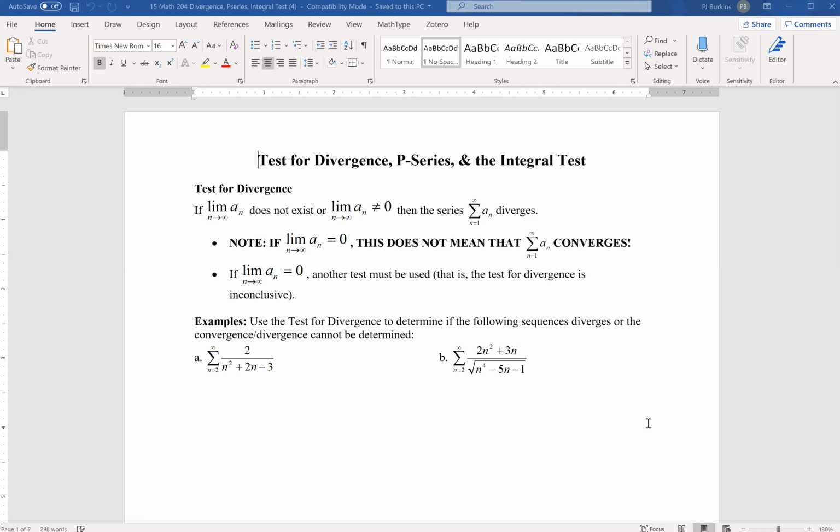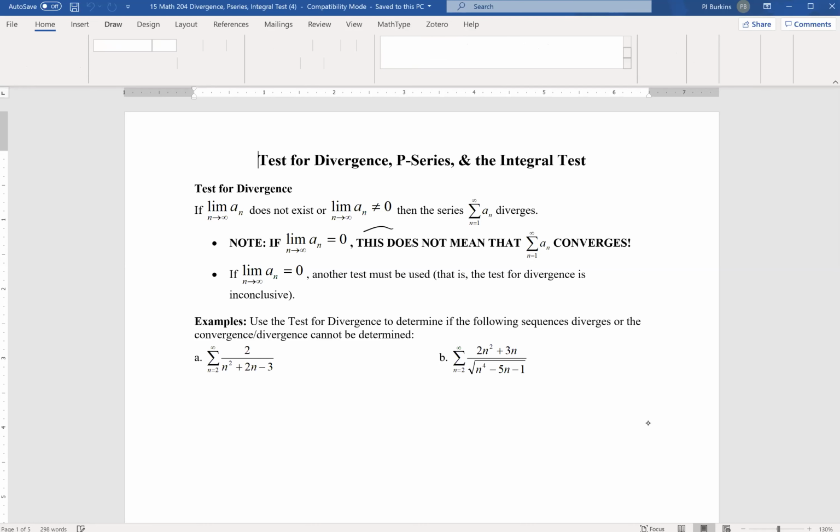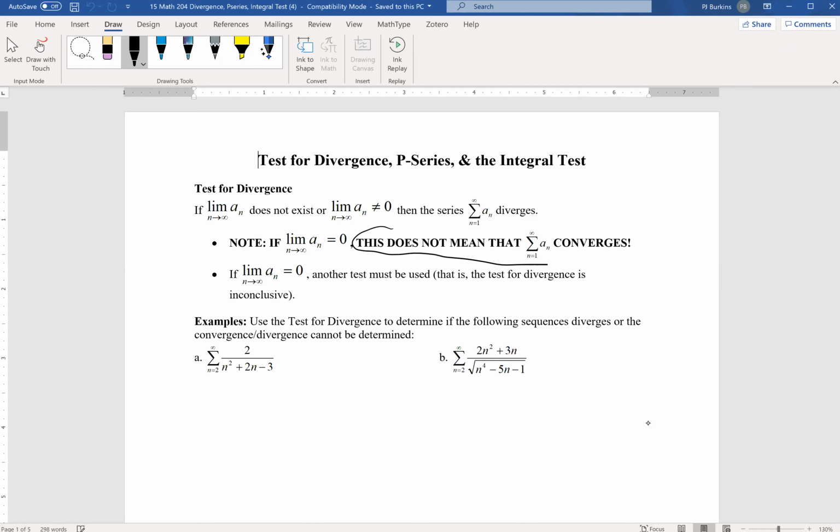But if it doesn't diverge, you cannot jump to the conclusion that, oh, it must converge, right? So notice here in the bold, it says, if the limit as n approaches infinity of a sub n equals 0, this does not mean that the sum converges. So test for divergence is only good to show us if something diverges.